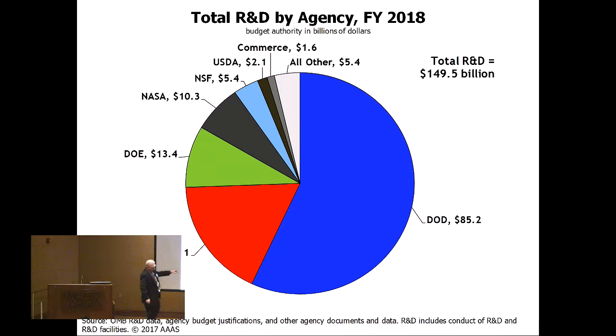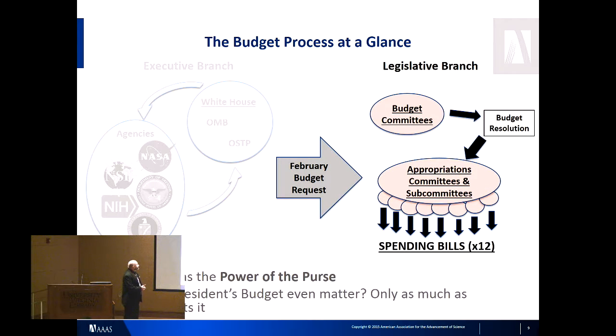So DoD, NIH, DOE, NASA, we've got a lot more information of this kind on our website if you want to check that out. So, okay, that's the budget. Budget comes out in February, and then it moves over to Congress, to the legislative branch. I mentioned earlier, Congress has the power of the purse. They're the ones that actually make the spending decisions. Now, if they're the ones that actually have the power, and by global standards, Congress has a lot of power in the budget process, does that mean, given the power that Congress has, does the president's budget even matter?